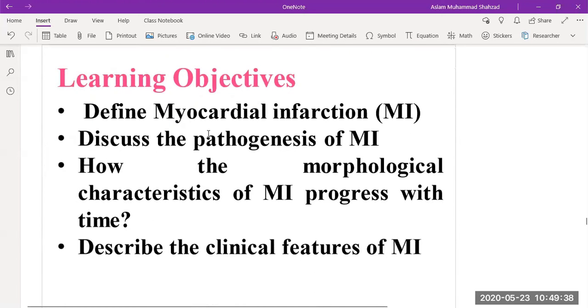So what are the learning objectives we have in this case? We will need to define myocardial infarction. We will discuss the pathogenesis of myocardial infarction, how the morphological characteristics of MI progress with time, and describe the clinical features of MI.